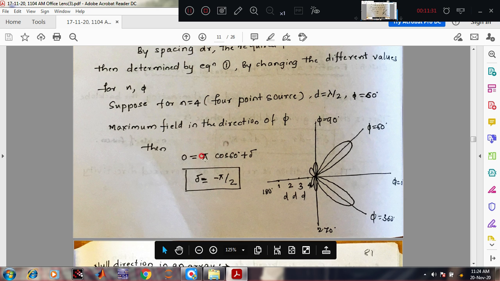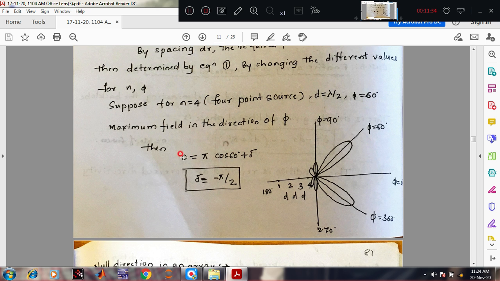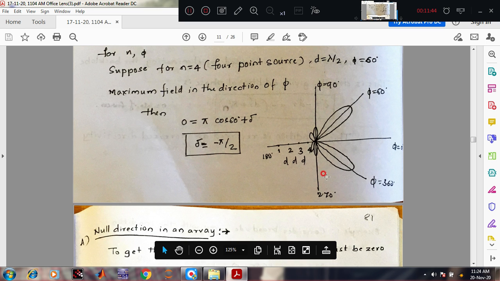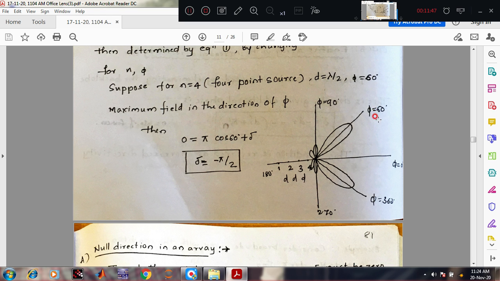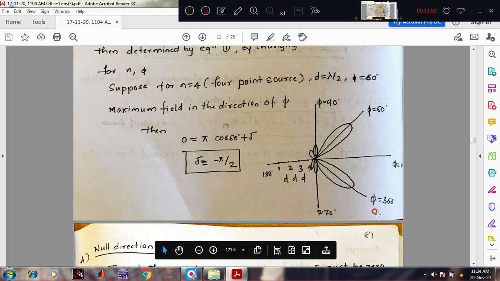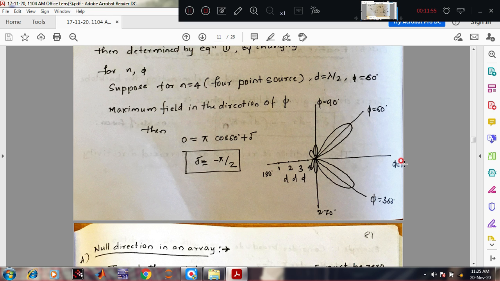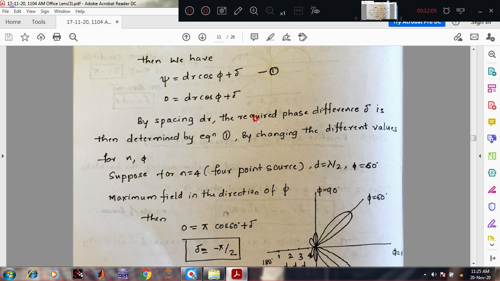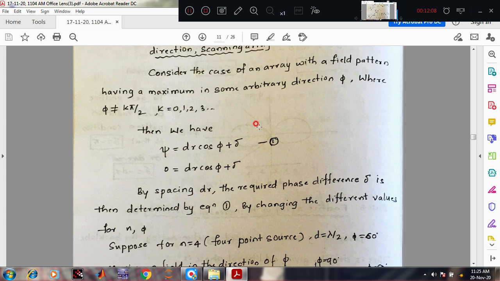Then 0 is equal to pi cos phi plus delta. So you need to substitute psi as 0 here. Therefore delta will be minus pi by 2. This is the condition I am getting here. So the maximum radiation will be present at these angles. These will be the array elements 1, 2, 3, 4. This is 0 and 90 degrees, and 270 degrees. This is how the scanning array, in a particular direction, will have the maximum radiation. So that can also be done.